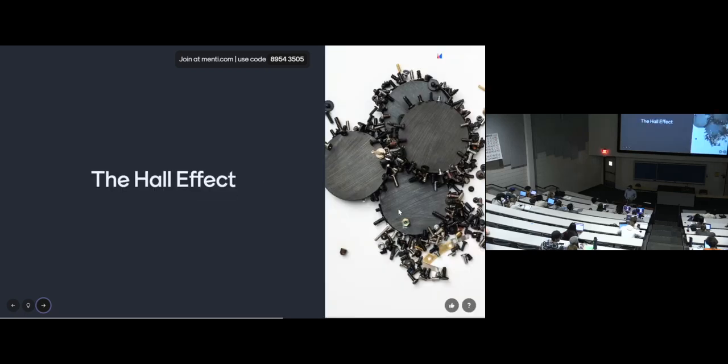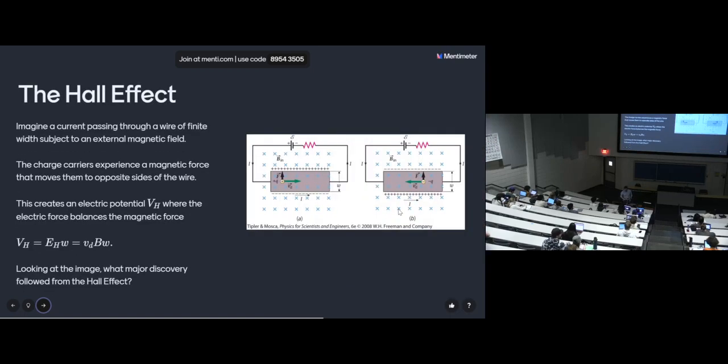Okay, the last thing we need to talk about from this unit is the Hall effect. The Hall effect is created when you have a finite-sized conductor and you allow current to flow through that conductor in the presence of a magnetic field that is perpendicular to the current.